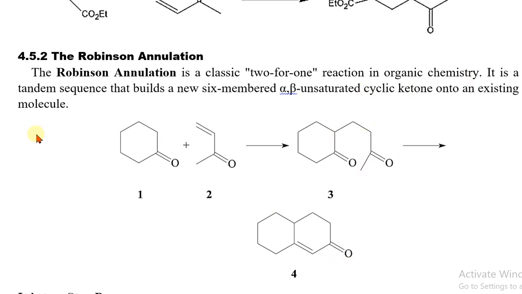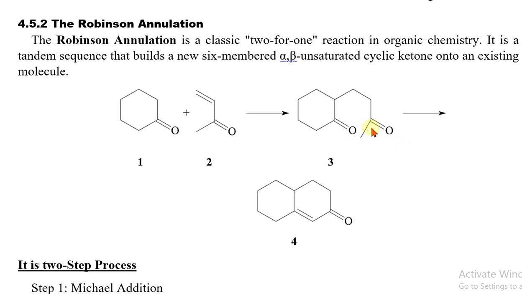So it is a tandem sequence that builds a new 6-member ring, alpha beta unsaturated cyclic ketone. Look, the product here is an alpha beta unsaturated ketone in an existing molecule. So look at the first one here. With the base it will give you a carbanion from here or from here, no different. And the carbanion will be added to this molecule to give you this product. So the second step here is the annulation.